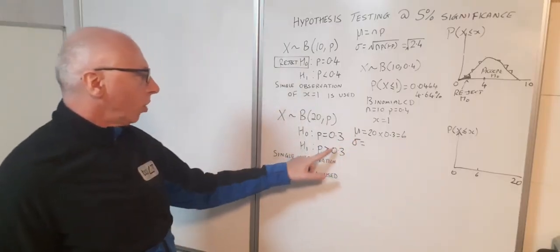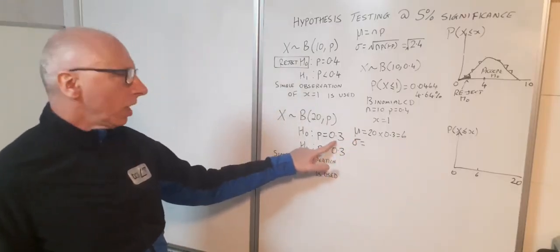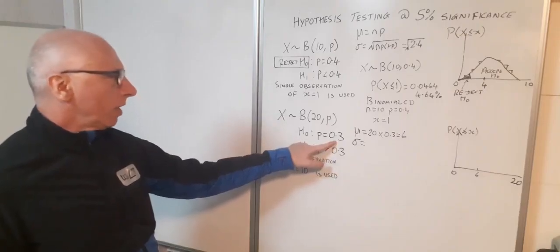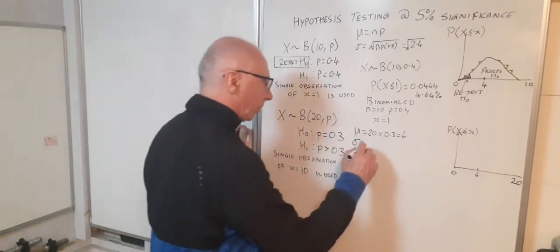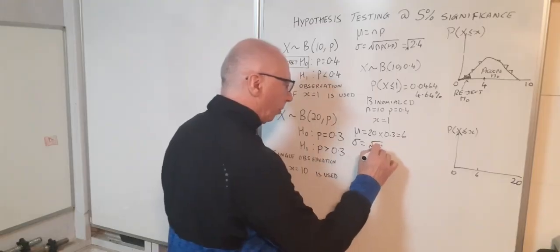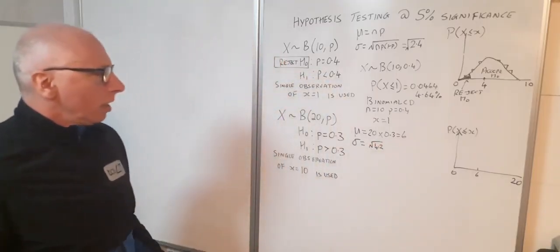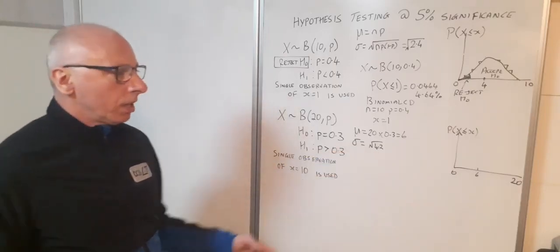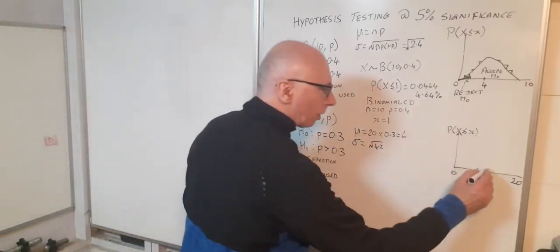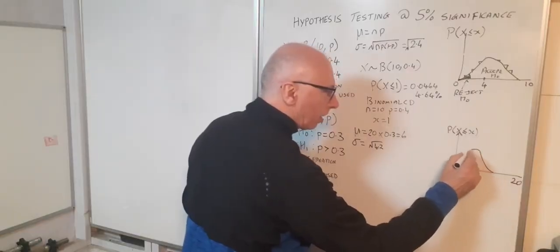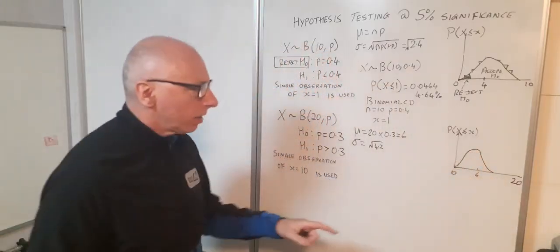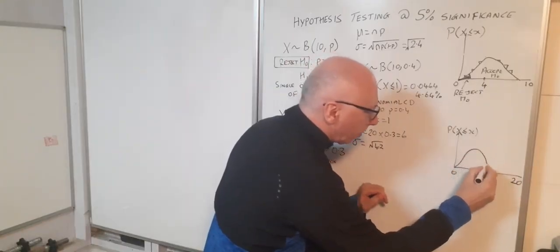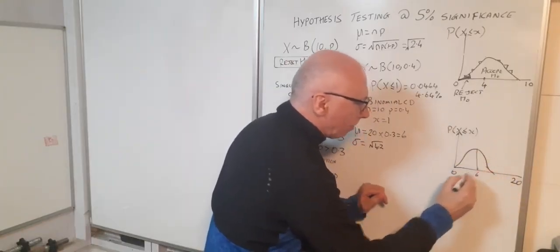Then our standard deviation is going to be the square root of 6 times 0.7, and 6 times 0.7 is 4.2. So the square root of 4.2 is just around about 2. So most of our data is going to be somewhere around about there. So that's going to be our mean. If I just sketch that a little bit better, it will come down somewhere like that.